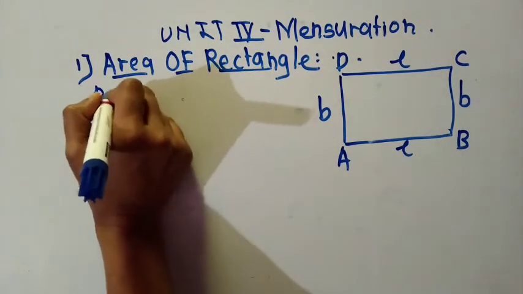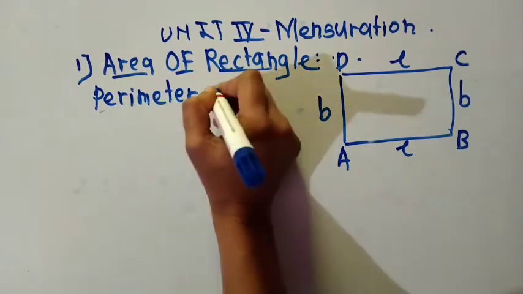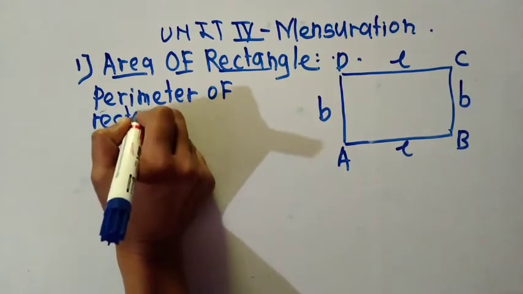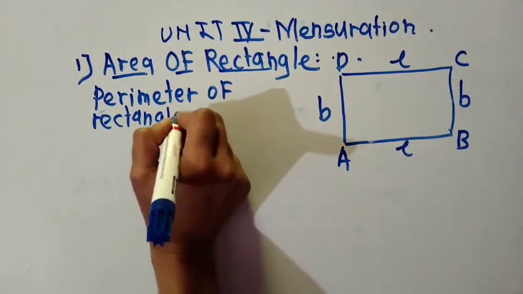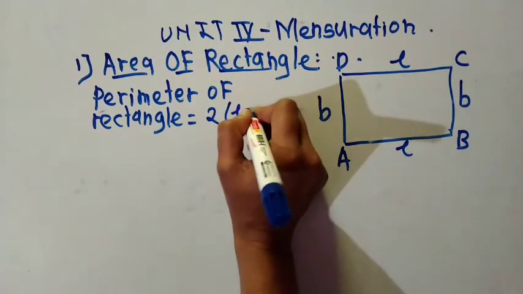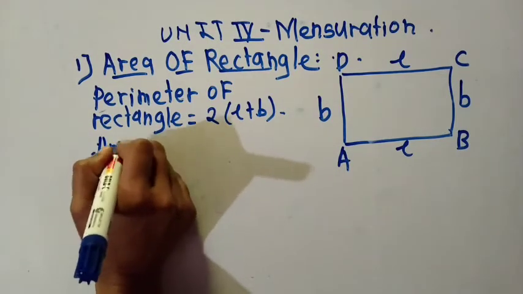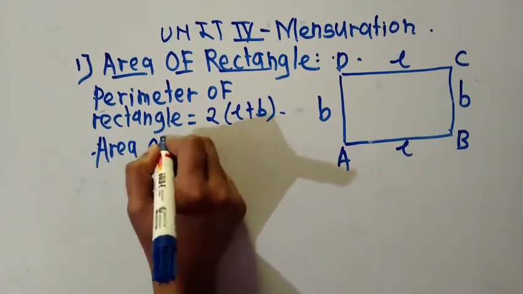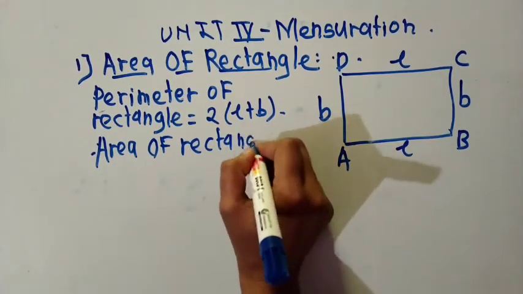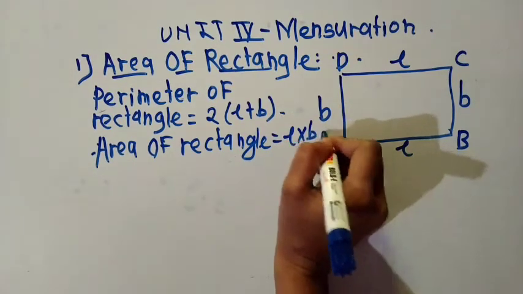Then perimeter of rectangle. Perimeter of rectangle is equal to 2(L plus B), and area of rectangle is equal to L into B.